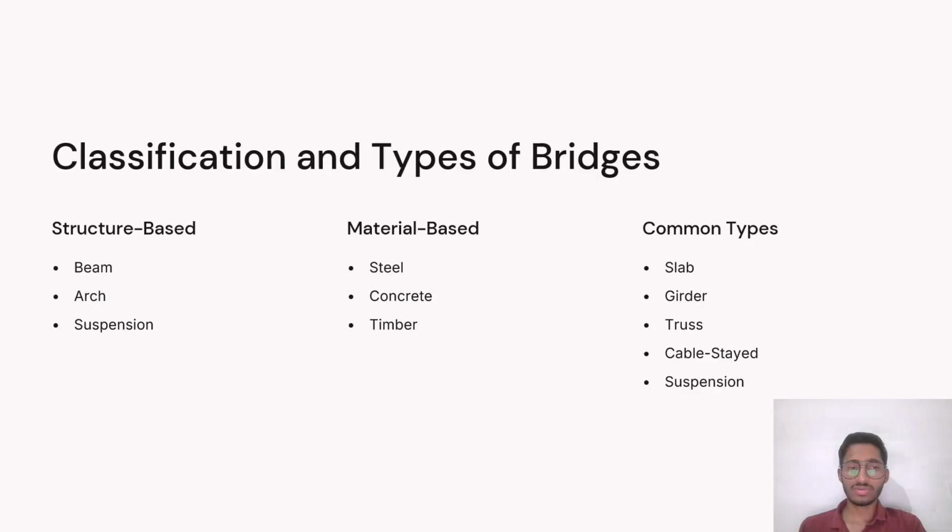Then next, classification and types of bridges. So basically, bridges are classified based on three parameters. First is structure based, then material based, and common types. In structure based, there are three types of bridges. First is beam bridges, second is arch bridges, and third is suspension bridges. Then material based: steel, concrete, and timber. Mostly the bridges built nowadays are steel and concrete.